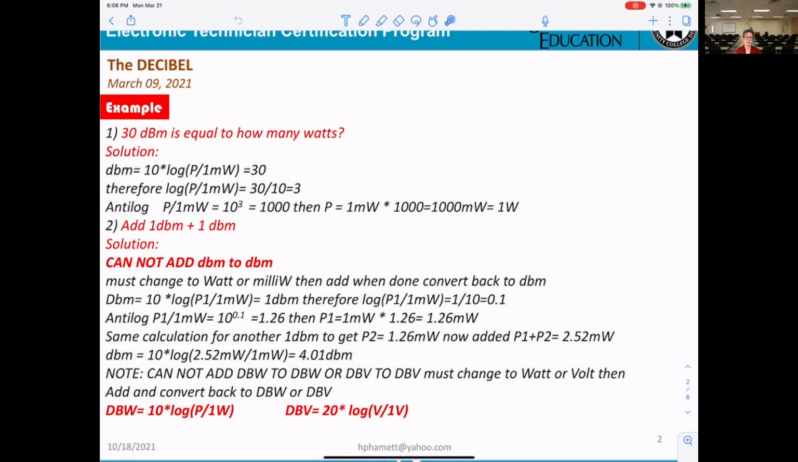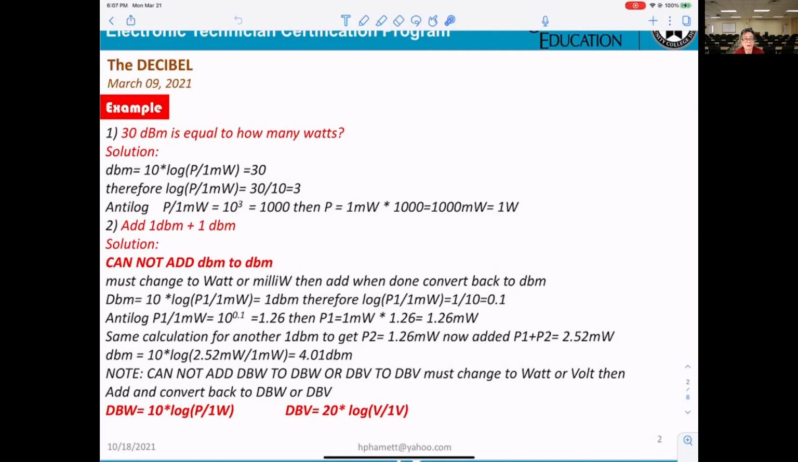Okay. Second example. They want you to add 1 dBm to 1 dBm. First thing I can tell, you cannot add dBm to dBm. So what can you do? Convert dBm to watt or milliwatt, then add it. And after you add it, you have to go back to dBm.